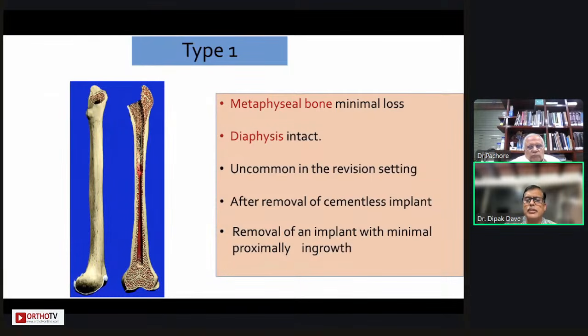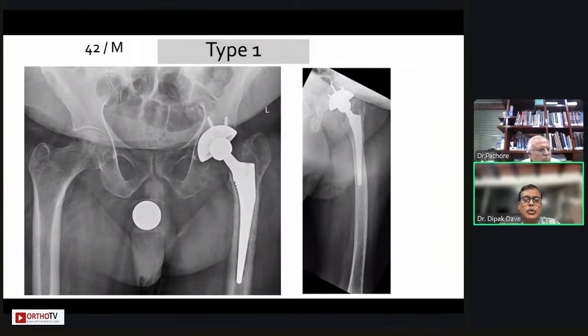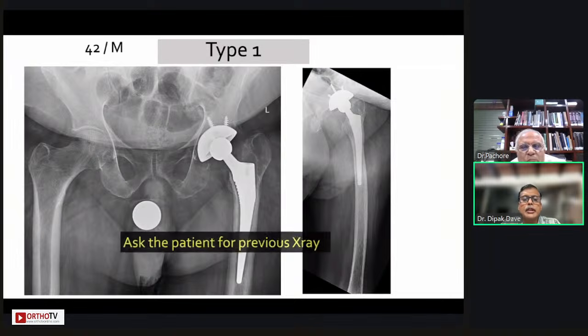Minimal metaphyseal bone loss, diaphysis is almost intact. Most commonly, you will encounter this in a bipolar removal and a THR. So one more, this is an example of a type 1 bone loss, a loose implant lying inside, which creates a bone loss in the proximal portion, which is only very, very minimal.